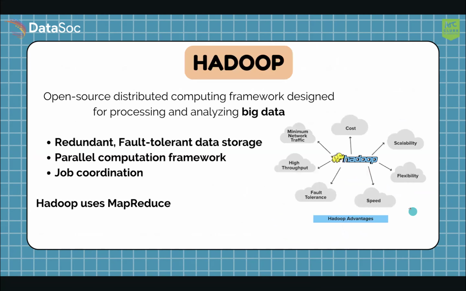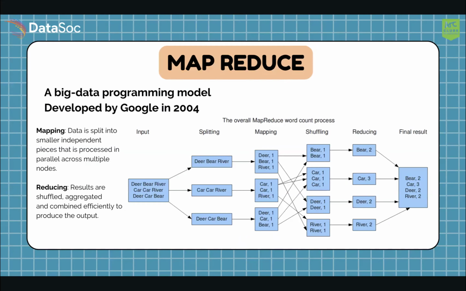Now, what is Hadoop? Hadoop is an open source distributed computing framework, and it's designed specifically for analyzing big data. The three properties of Hadoop are that it has redundant fault tolerant data storage, it allows you to use a parallel computation framework, and it allows you to use job coordination. Now, Hadoop uses a strategy called MapReduce. MapReduce is a big data programming model developed by Google in 2004, and it has two main functions, which are mapping and reducing.